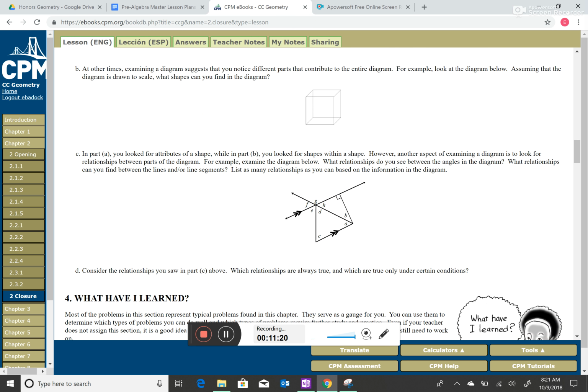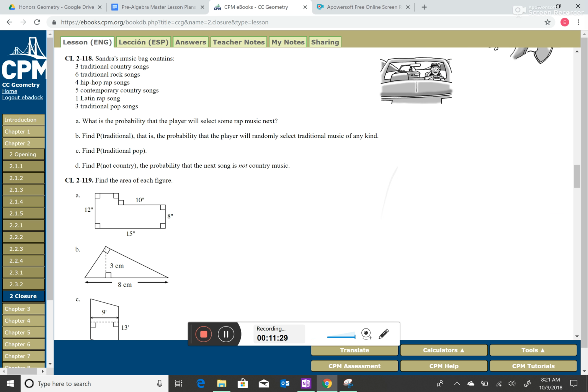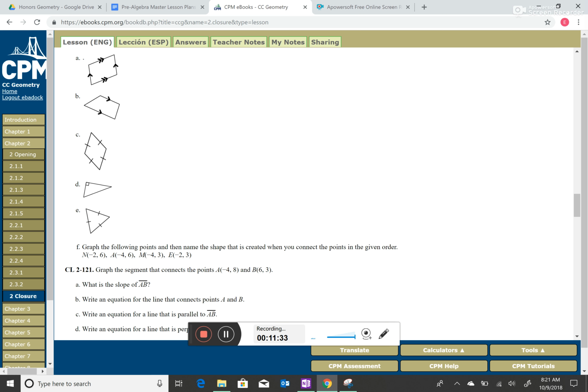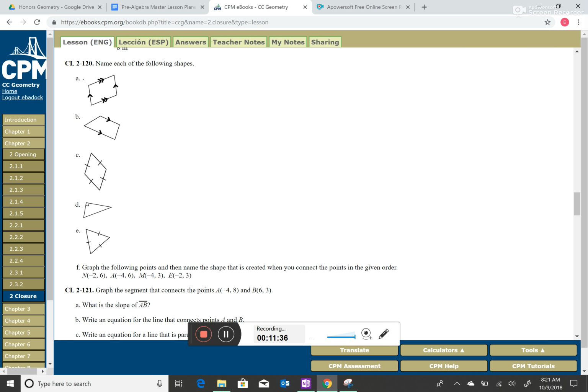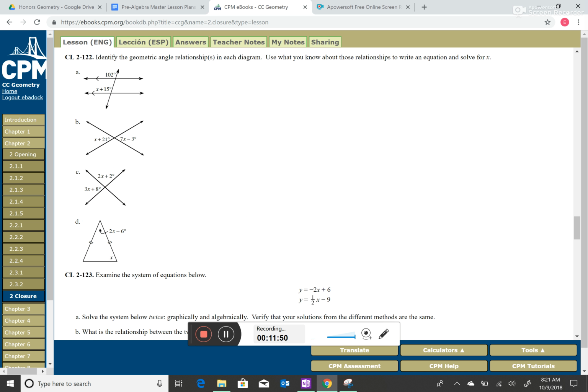If you want some extra practice, go to your closure section. There are some good practice problems in here. For example, C right here would be a great one to practice if you need extra help with going through those angle measures. Finding the area of shapes, 119 is really good if you want some more practice with that. Naming the following shapes. I do give you guys a problem with shapes. They're all triangles, but just making sure you know your different types of triangles. Still, your rotations, reflections, all of that's still going to be reviewed on your team test, so make sure you know that.